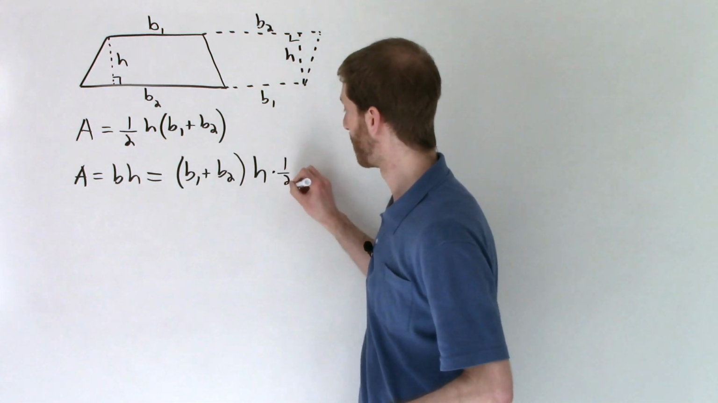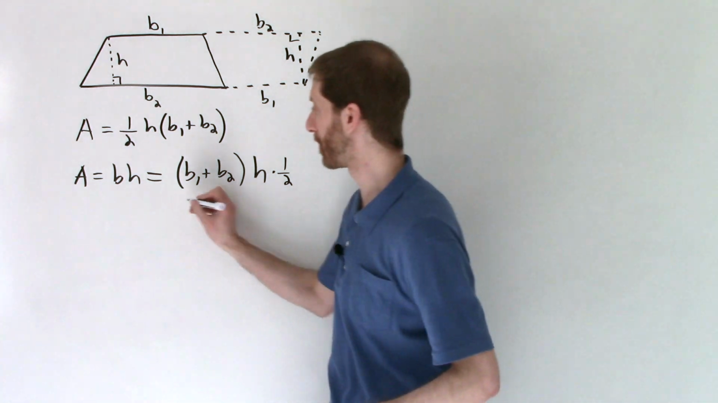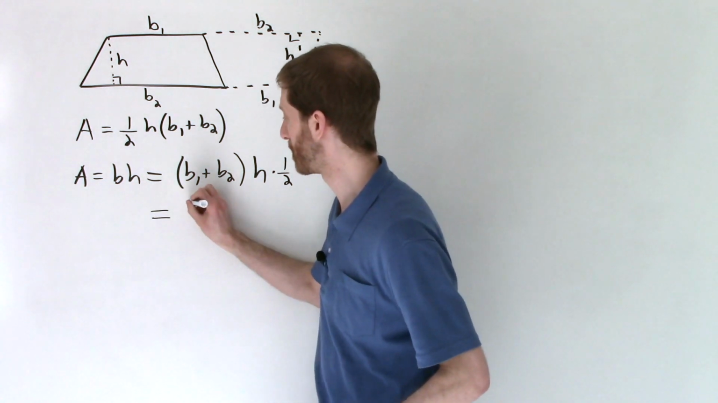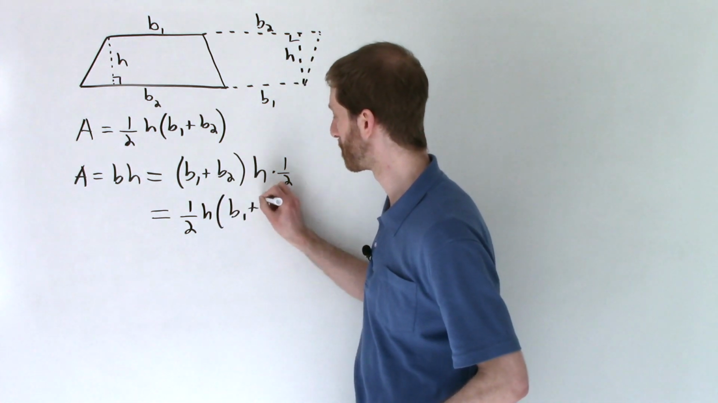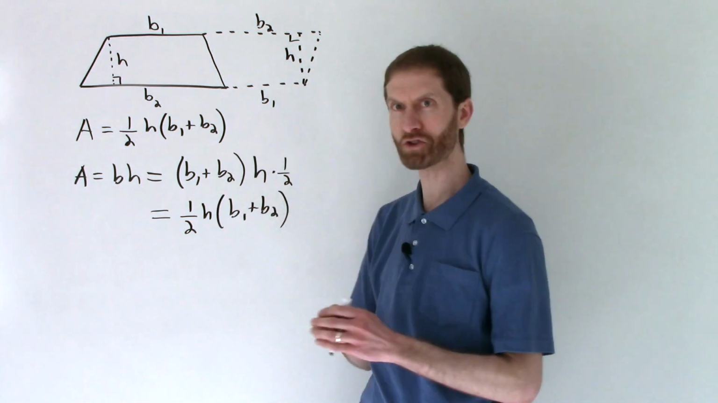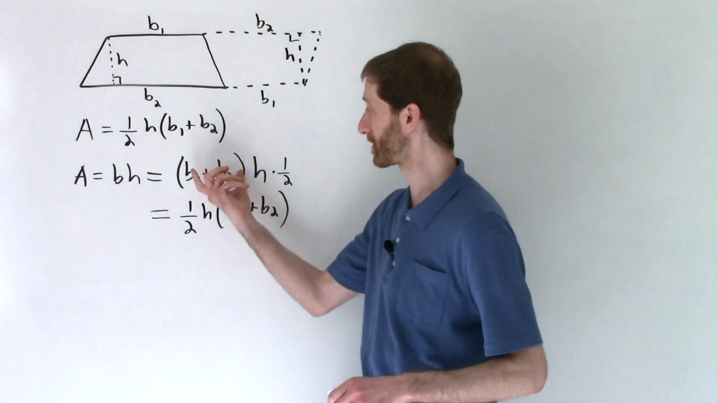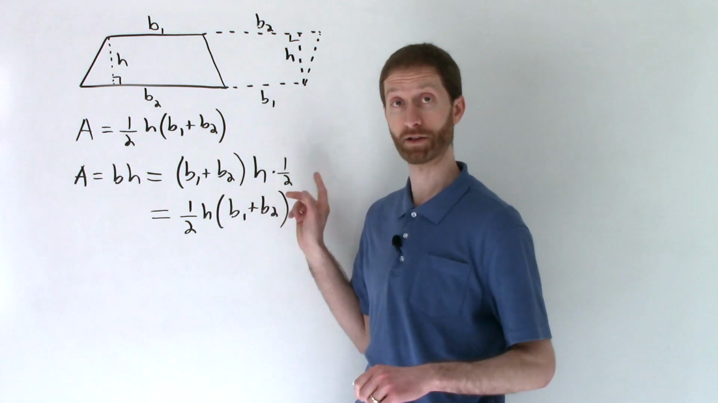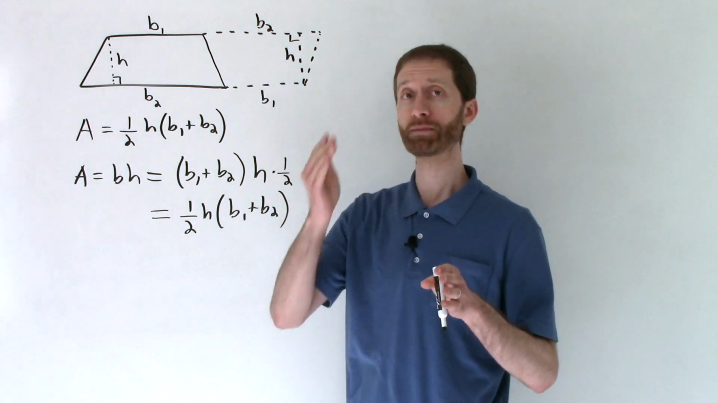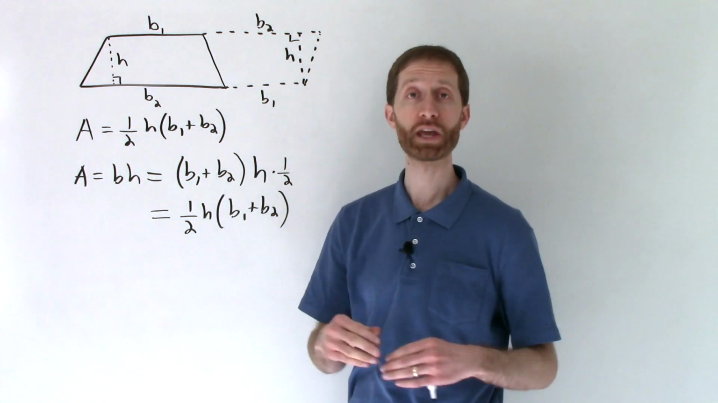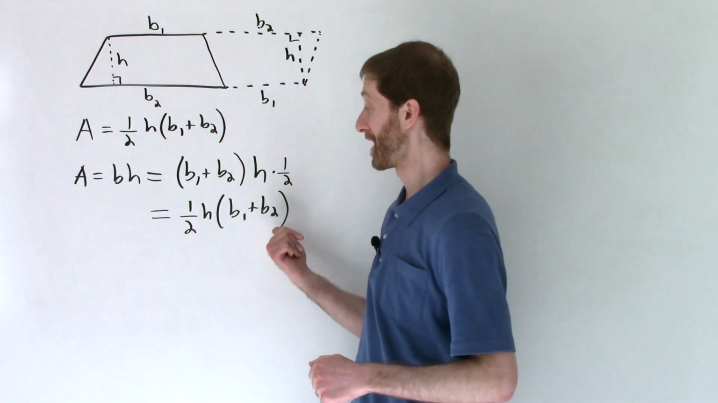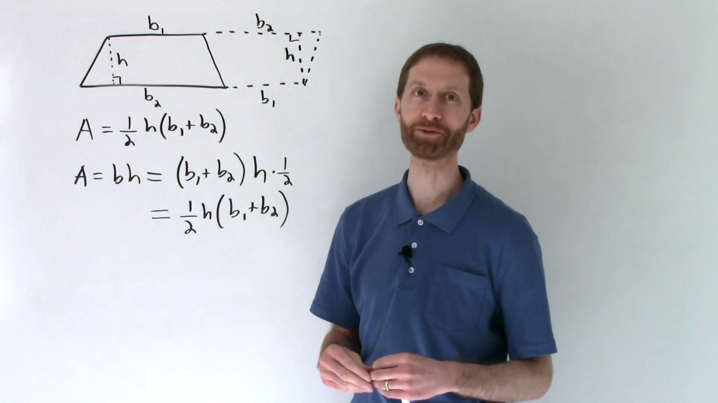And then if we rearrange all our numbers, because multiplication is commutative, we'd have 1/2 the height times b1 plus b2. And you might say, how can you just reorder numbers like that? Well, remember, that's a number, so is this, and so is that. And if I multiply 2 times 3 times 7, that's the same as 7 times 3 times 2. Multiplication is commutative. And we end up with our area formula for a trapezoid.